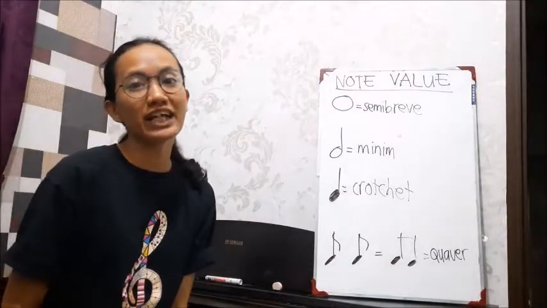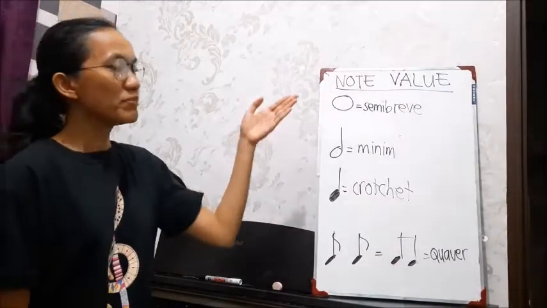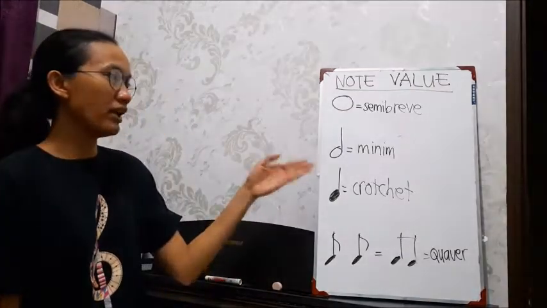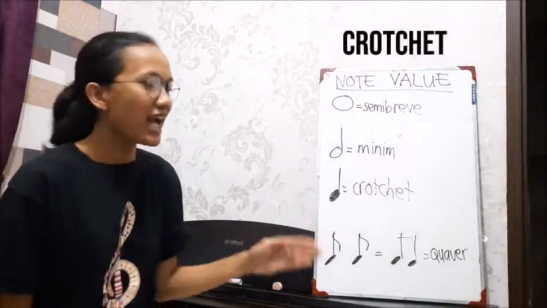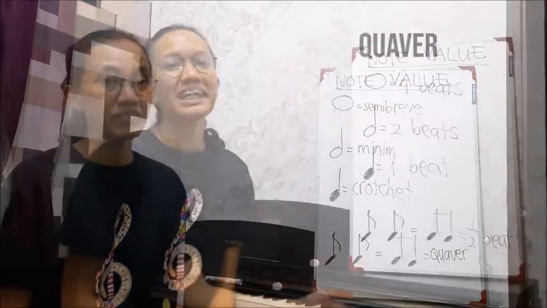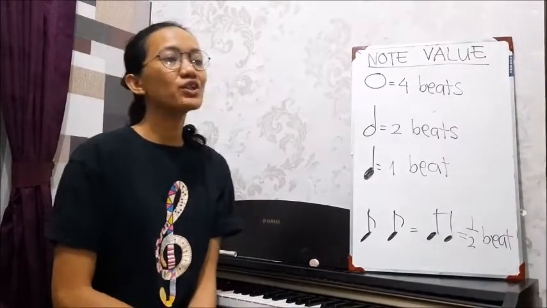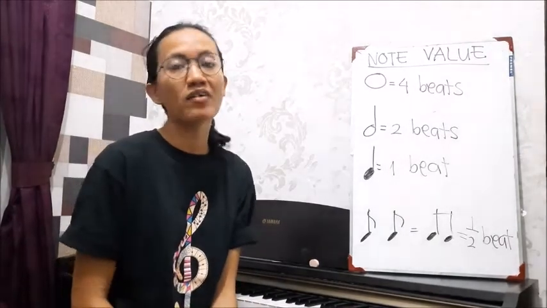Next, we are going to get to the names of those first 4 notes. The biggest note we call semi-breve, the second one is called minim, the third one is crotchet, and the last one is quaver. Now that you know the names of the notes, we are going to learn about the note values. Again, note values are the durations of the notes.